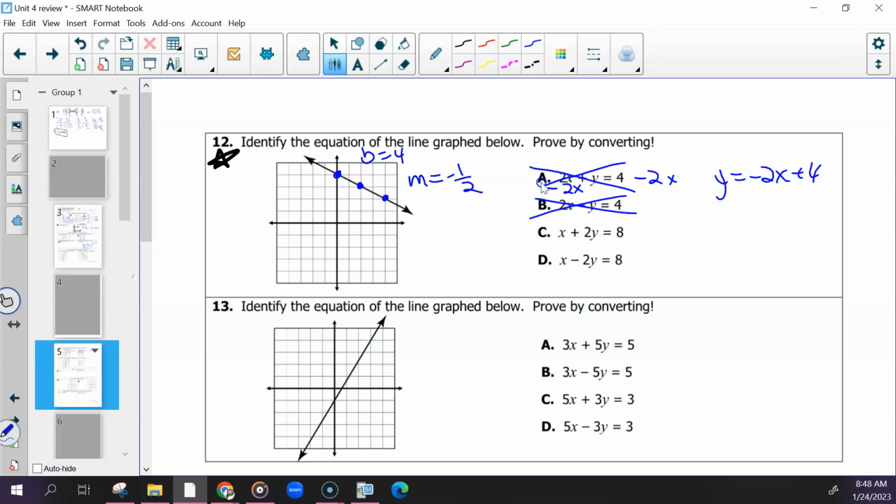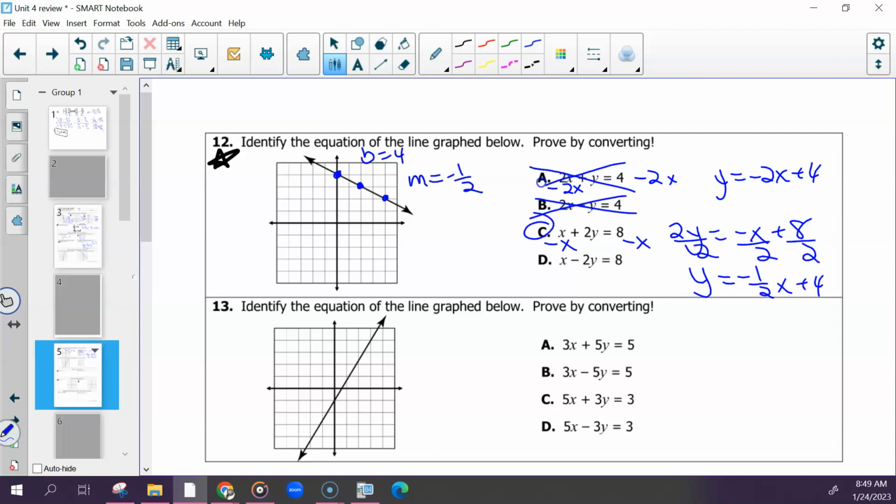Let's try C. We have 2y equals -x plus 8. Divide everything by 2. So y equals -1/2 x plus 4. Does that match? If it didn't, then D would obviously be our answer. But it does, so that is our answer. 13 is the same way.